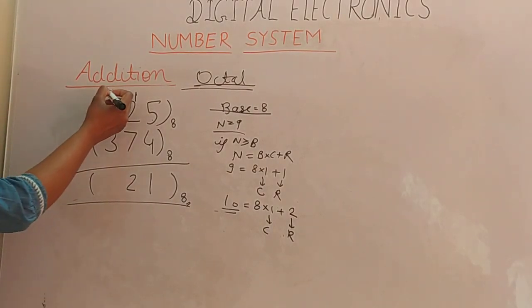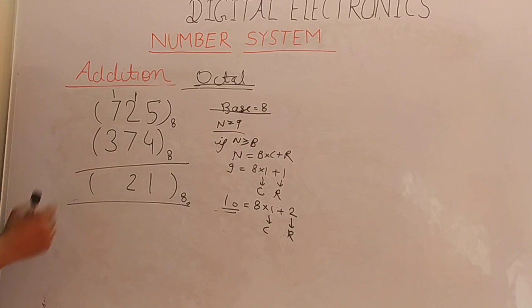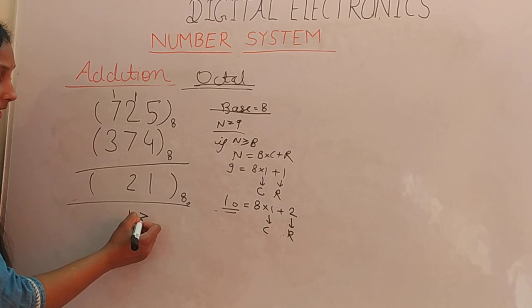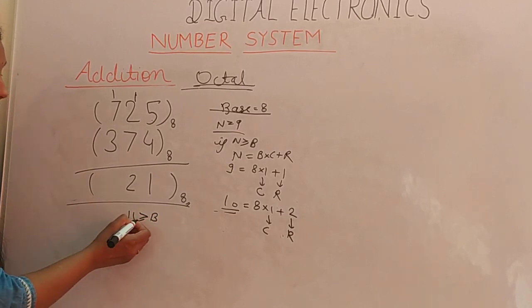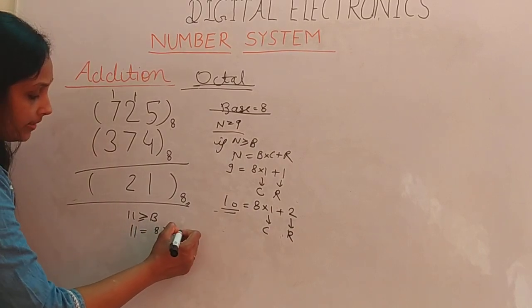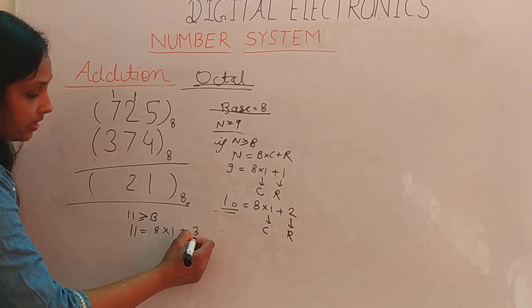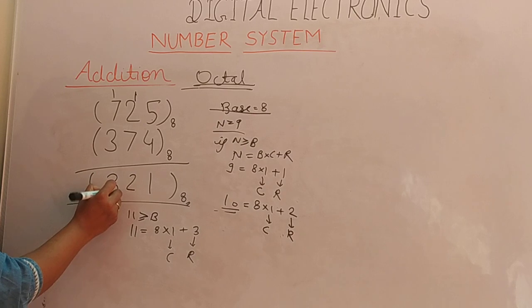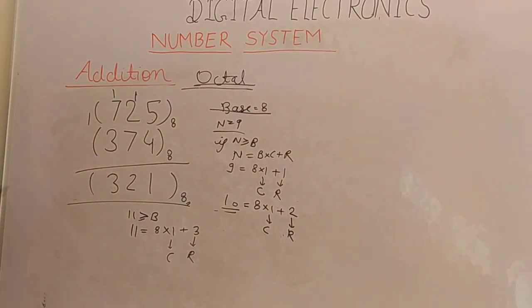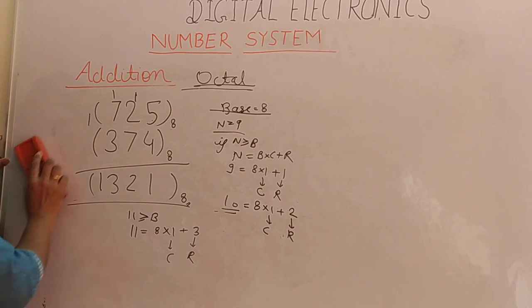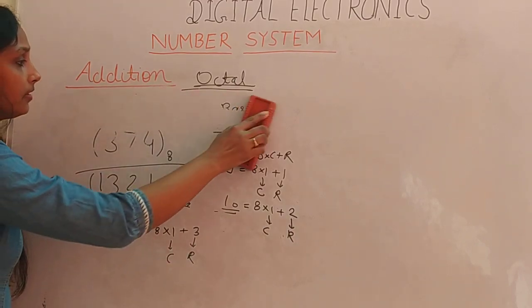Then again we add 7 plus 1 is 8, and 8 plus 3 is 11. 11 is a number which is greater than or equal to the base. So again we can write 11 as 8 into 1 plus 3. So 3 will be the remainder and 1 is the carry. So we write here 3 and 1 as a carry. There is nothing more, so 1 comes directly. So 1321 is the octal number which we get after addition in the octal number system.